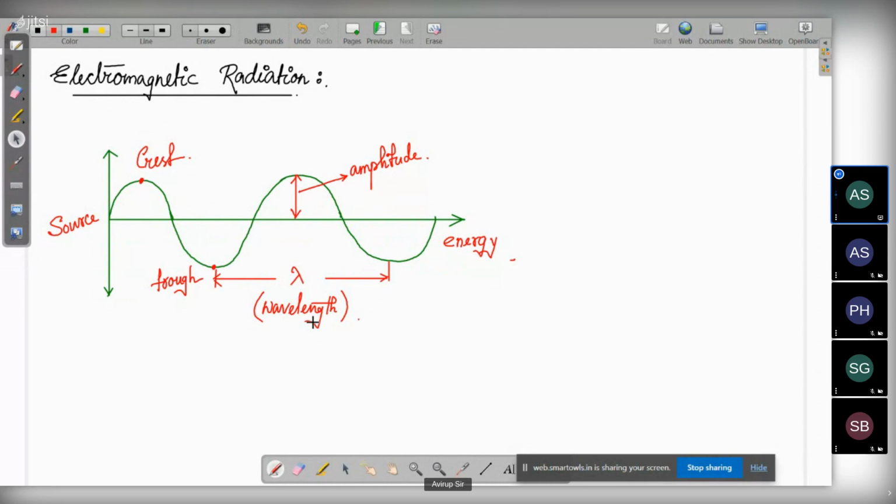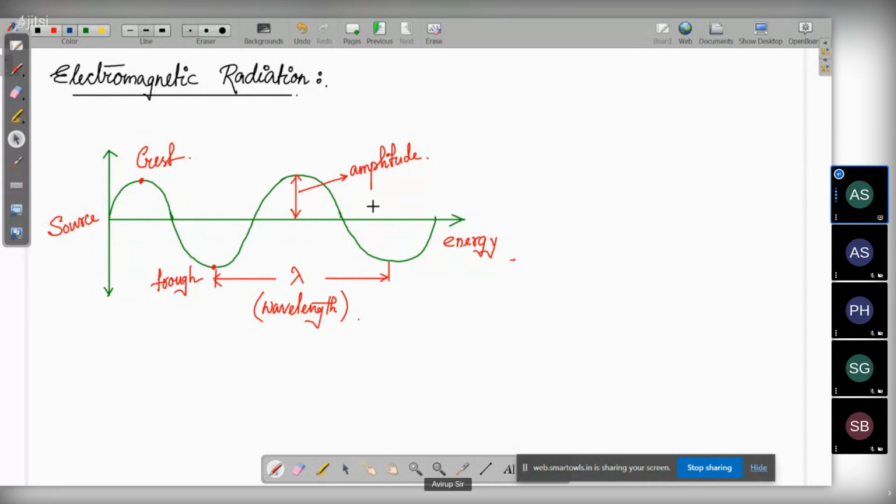So what is a wave? Now that you know about the markings on a wave, how do you define a wave? A wave is basically a disturbance which is originating from a vibrating source. So a wave is a disturbance which is originating from a vibrating source, right?